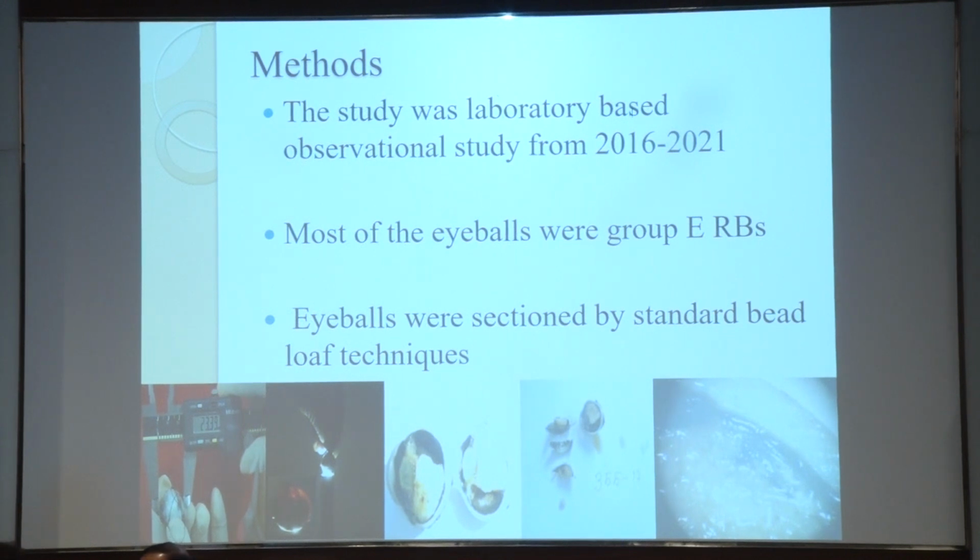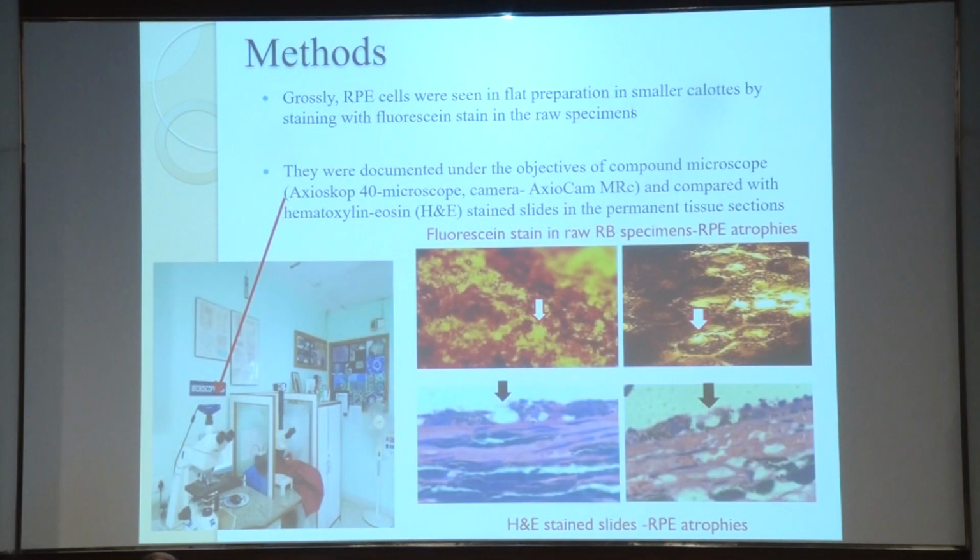Most of the eyeballs were group E retinoblastoma eyes, enucleated, and the eyeballs were sectioned by the standard broad left technique. These were grossly seen for retinal pigment epithelium the next day after enucleation. In the formalin-fixed part, the epithelium was peeled up, and a flat preparation of the smaller calots of retinoblastoma was stained with a fluorescent stain that we have innovated, in the raw specimen. They were documented under the objective of a compound microscope, Axioscope 40 with Axiochem MRC camera, and compared with hematoxylin eosin stain slides in the permanent section after 3 days.